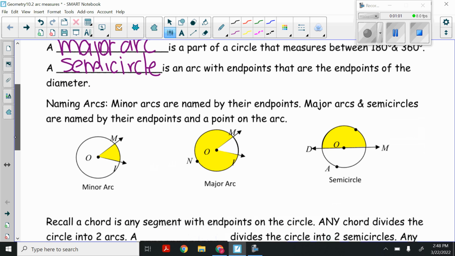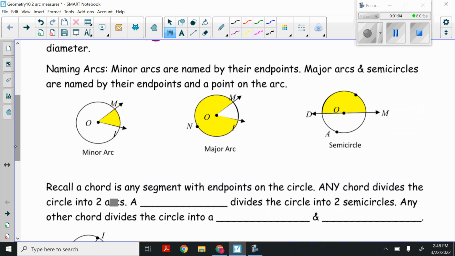Now we're going to talk about how do we name arcs. So minor arcs are named by their endpoints. Major arcs and semicircles are named by their endpoints and a point on the arc. So a minor arc generally is named with 2 letters. Here, the arc between M and I is a minor arc. So I would say MI, and then the notation for arc is a little arc symbol above it. The major arc, what we see in yellow, is MNI, with an arc above it. Usually your major arc is going to be named with 3 letters.